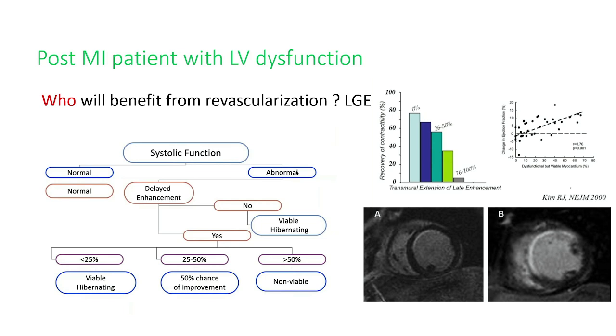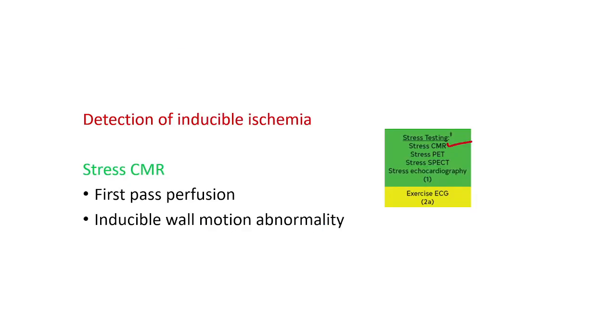So, who will benefit from revascularization in a patient with LV dysfunction after MI? Those who have less than 50% LGE, like this case, are viable. But those with more than 50% have less chance of improvement, because recovery of function depends on the transmurality of the infarction. So we can detect inducible ischemia by stress CMR, both by first-pass perfusion and also by wall motion abnormality inducibility by dobutamine stress MR.